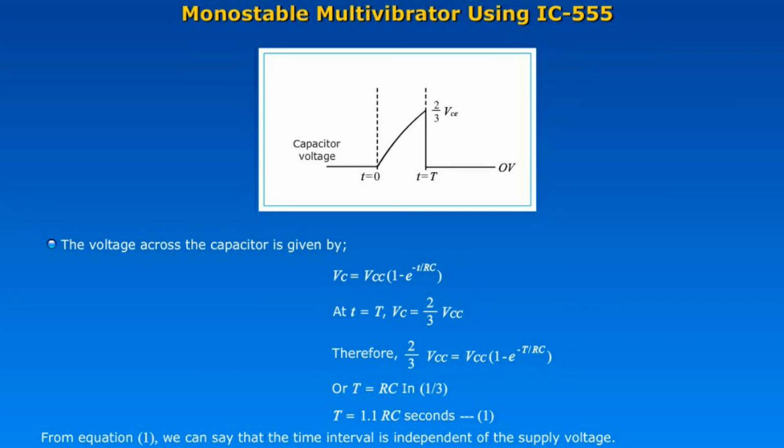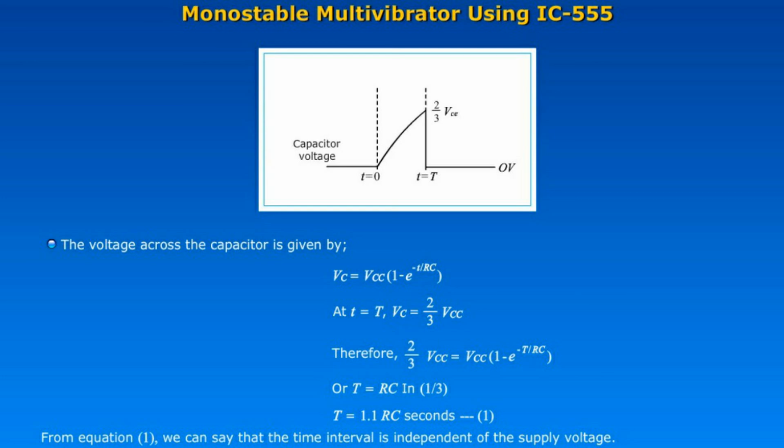At time t equal to 0, the discharge transistor Q1 is off. Hence the capacitor starts charging from 0 volt to 2 by 3 VCC. At time t equal to capital T, in such a condition, the transistor is on. It acts as the closed switch. Therefore, the capacitor is short circuited, because the capacitor is connected across the transistor. Hence the capacitor voltage suddenly falls from 2 by 3 VCC volt to 0 volt.